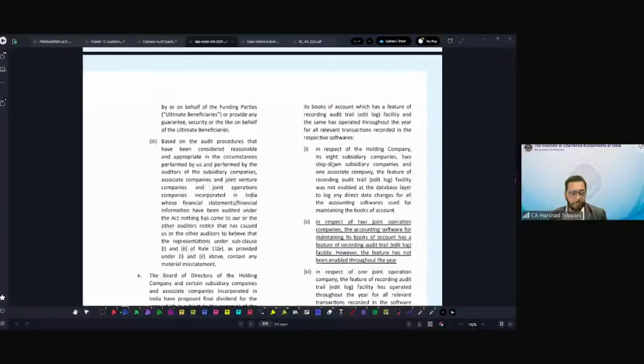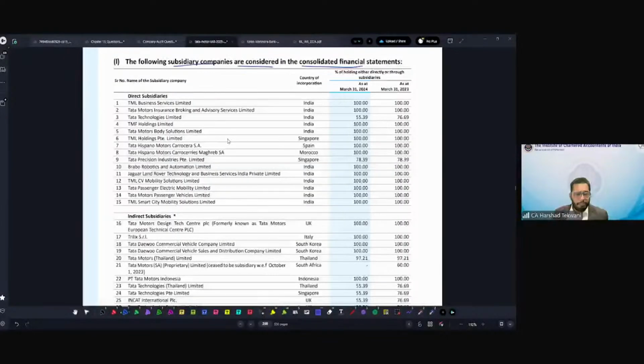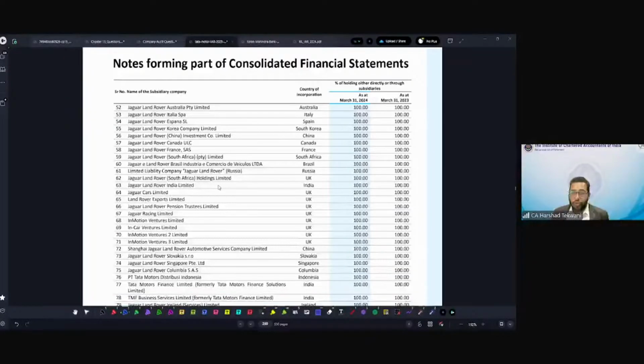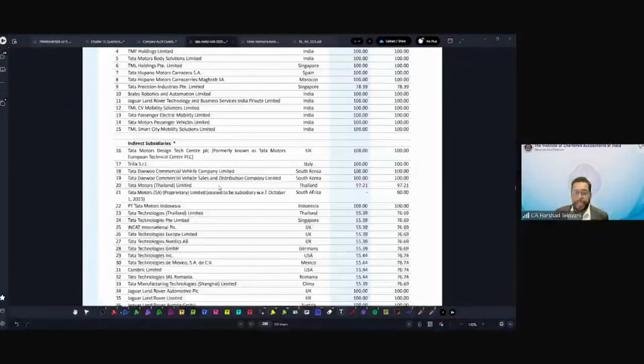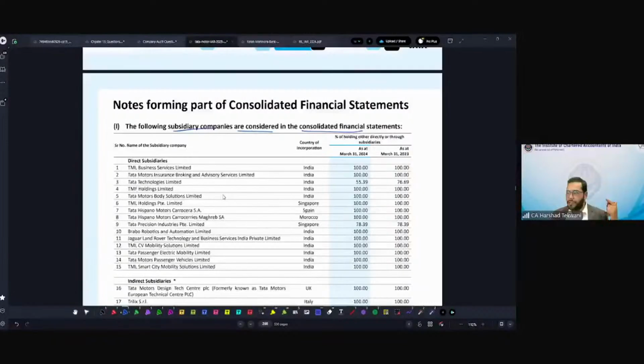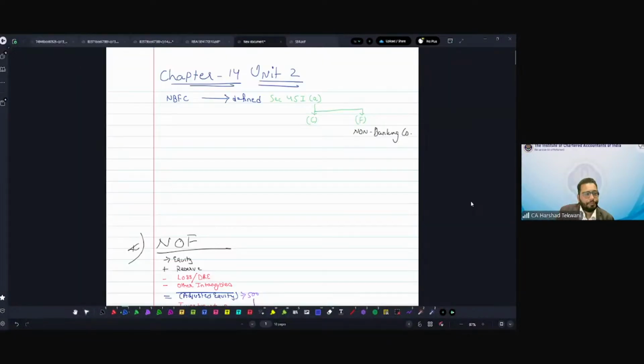I'll not go name by name, but if I just go on this, we have 90 till here. Then there should be appropriate procedures which the ultimate holding company, or the company which is preparing the consolidated financial statements, follows for consolidation. Step-down subsidiaries, joint operations, associate companies, everything. And that is where the role of the auditor comes in: appropriate procedures or not.